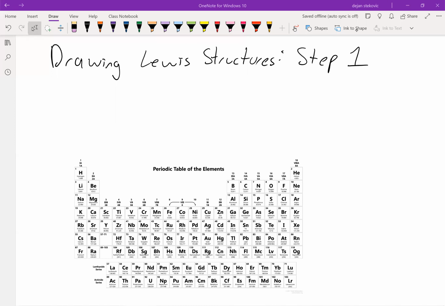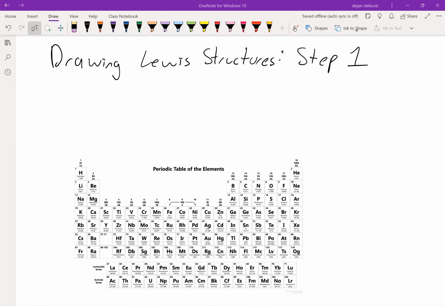All right, so we're going to spend the next few sections, or next few parts, learning how to draw Lewis structures for our covalent compounds. This is really important because by looking at a formula, we should be able to picture in our mind what a molecule looks like. And if we can picture what a molecule looks like, we can help predict its properties and its reactivity.